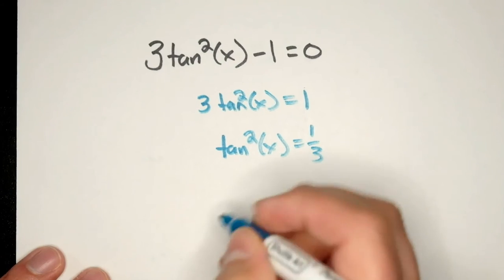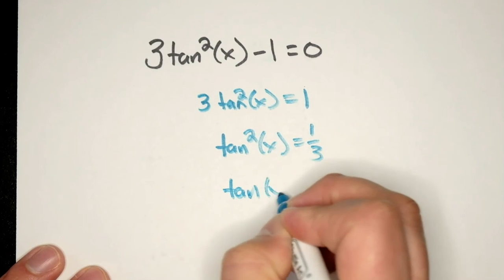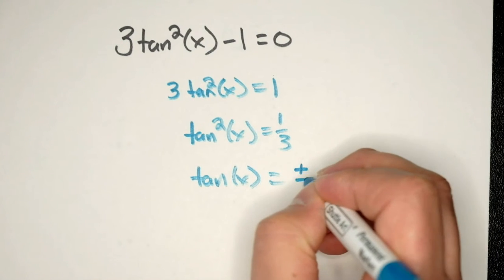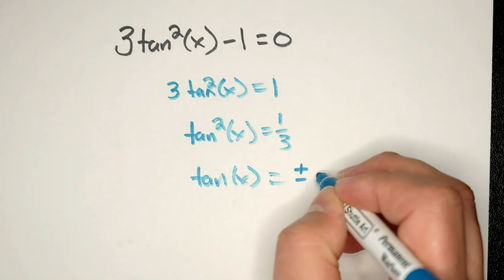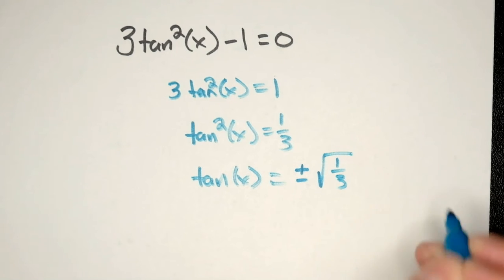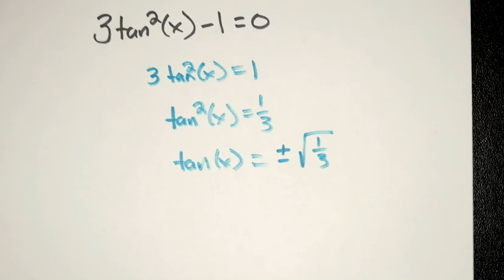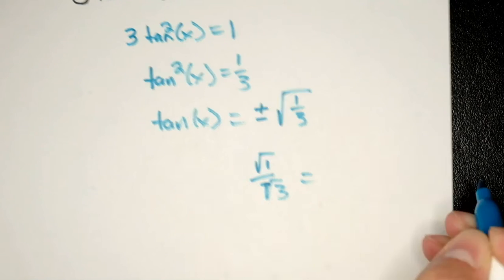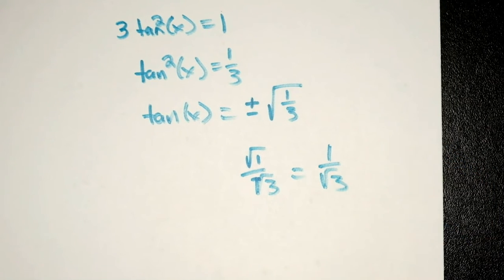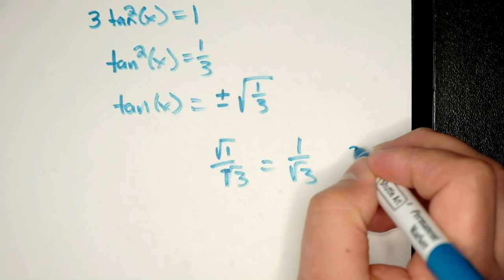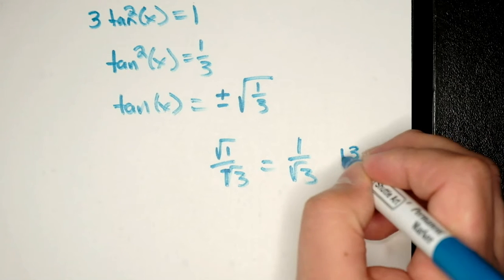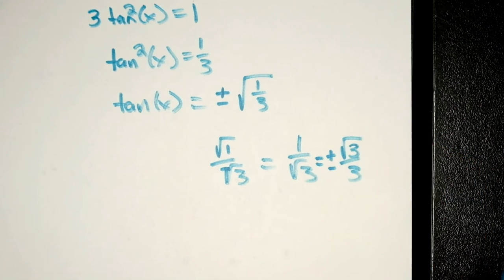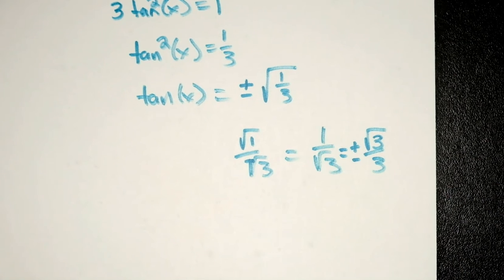And then I'm going to square root both sides. So I get tangent of x. Remember, when I throw out a square root, I got to include the positive and the negative root here. So I get plus or minus square root of 1/3. This is the same thing as square root of 1 over the square root of 3, which equals 1/√3. And rationalizing this, I get √3 over 3. Now remember, this is plus or minus here from when I square rooted it.